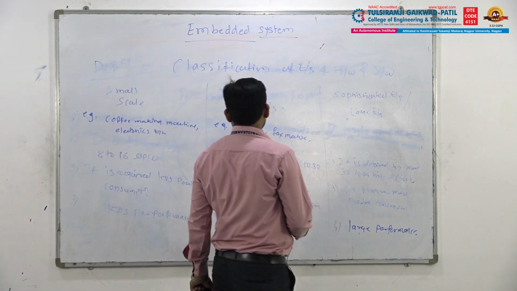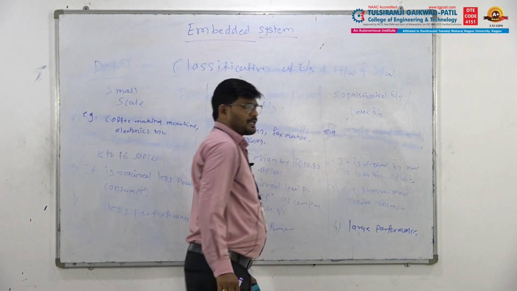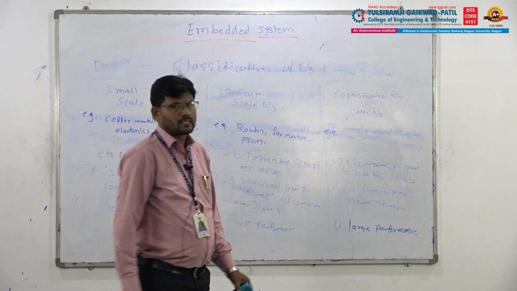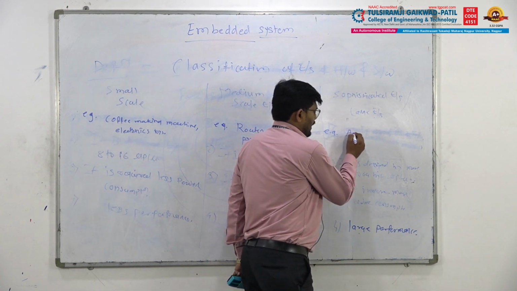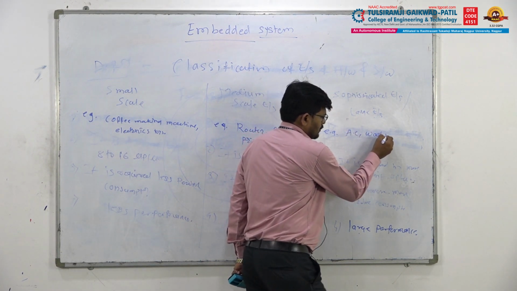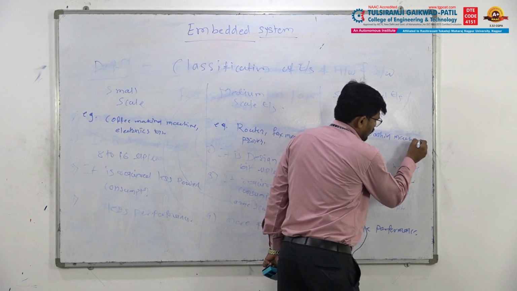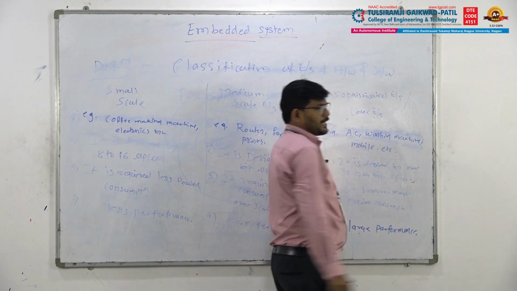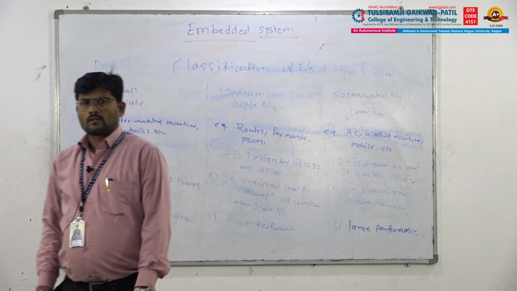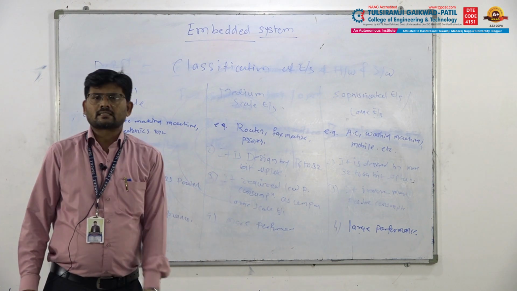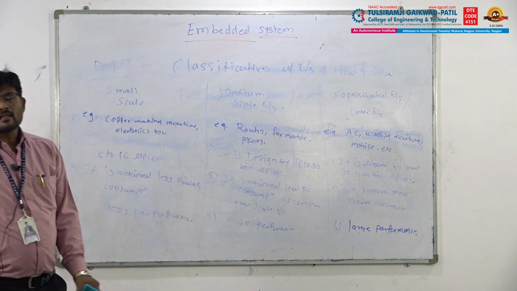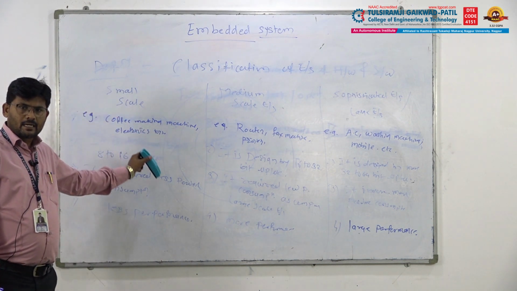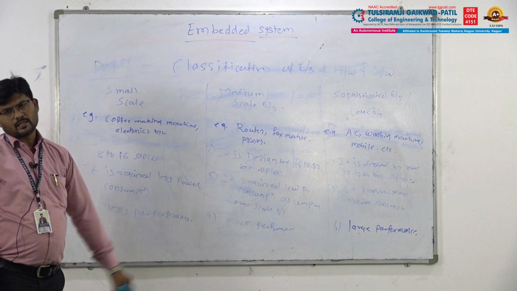And for large applications we use the sophisticated or large scale embedded system. Which large applications? For example, an AC, a washing machine, a mobile phone, etc. For such large applications we have to use the large scale embedded system. So these are the main classifications, or the main differences between small scale, medium scale and large scale embedded system.